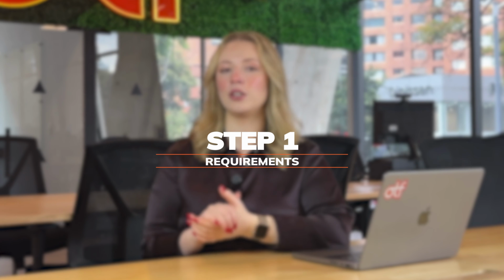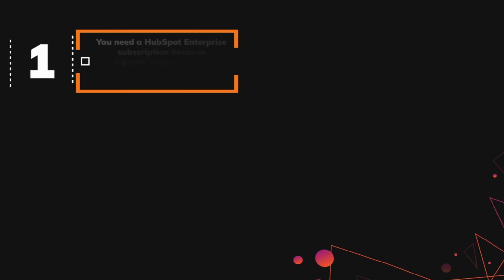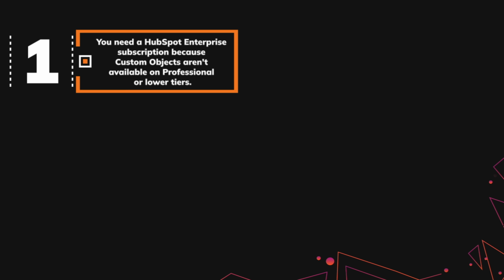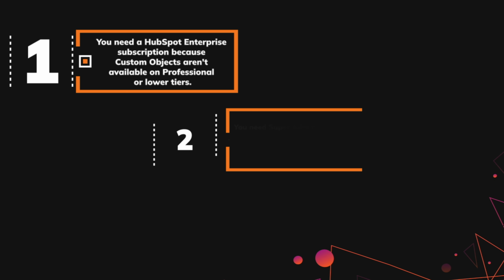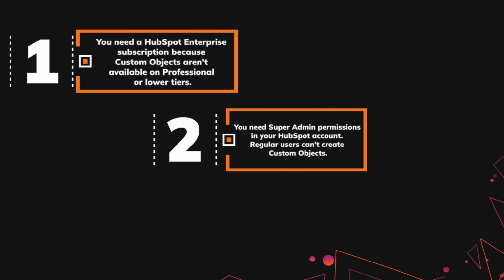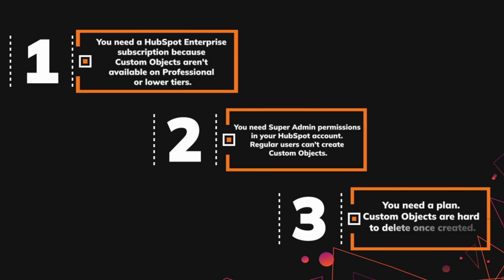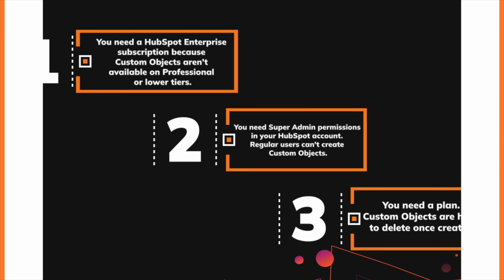First, there's 3 mandatory items to get started. You will need a HubSpot Enterprise subscription because custom objects aren't available on professional or lower tiers. This is a significant investment, so we'll talk about ROI in a minute. Second, you will need to be a super admin to get the permissions you need in your account because regular users can't create custom objects. Third, and most importantly, you need a plan. Custom objects are really hard to delete once created, so follow along to get it right from the start.